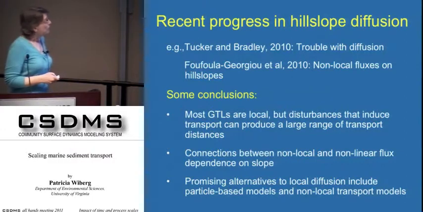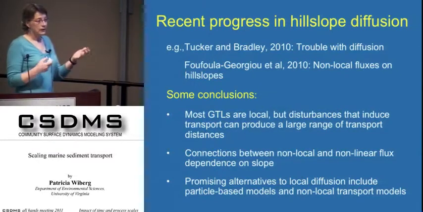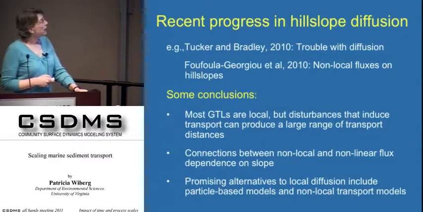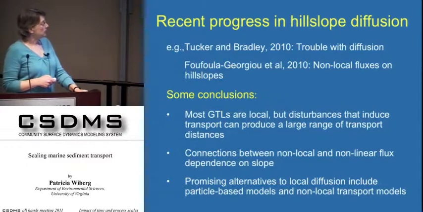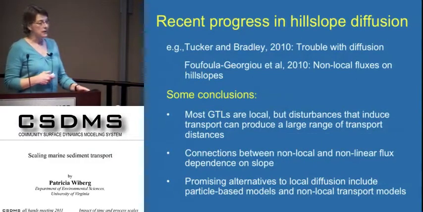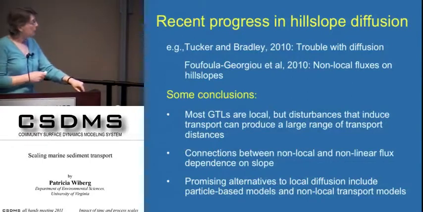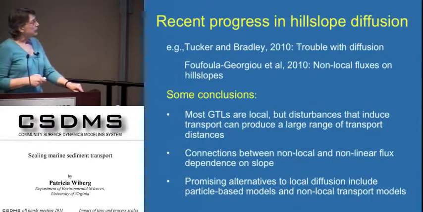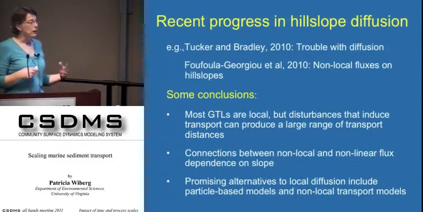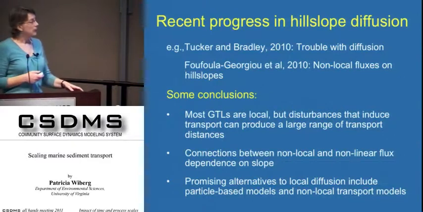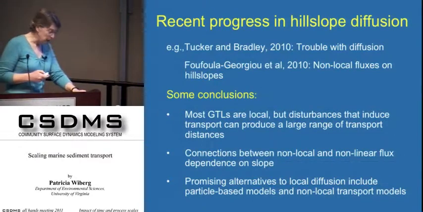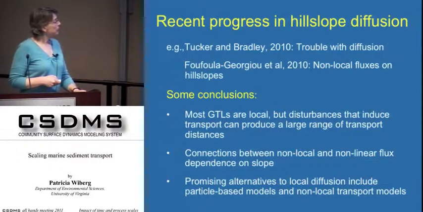Some of the conclusions from these papers is that GTL, geomorphic transport law, most geomorphic transport laws are local, like local linear diffusion. But disturbances that induce transport can often produce large rate transport over much larger distances than a local approximation can properly characterize. Both papers talk about connections between non-local diffusion and some of the non-linear diffusion work that has been done earlier by people like Josh Roering and others.